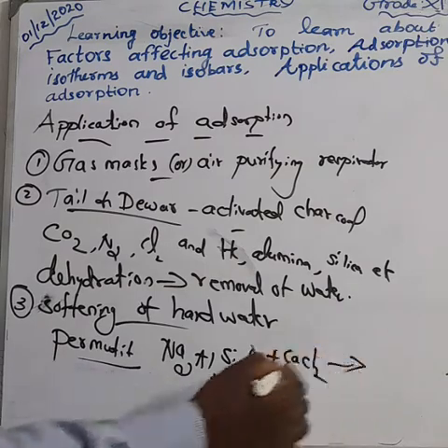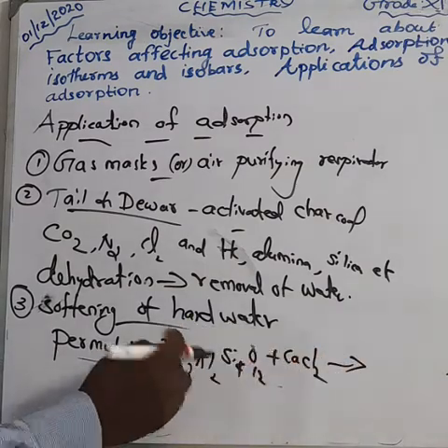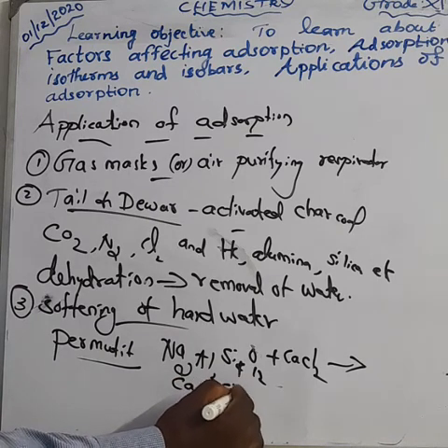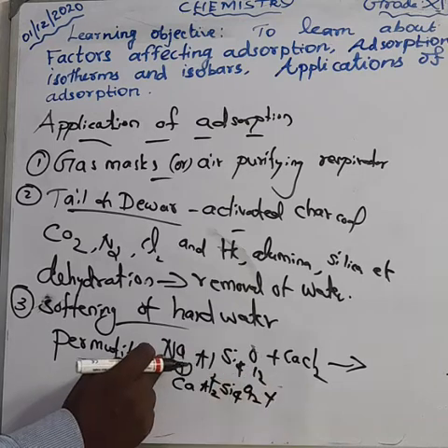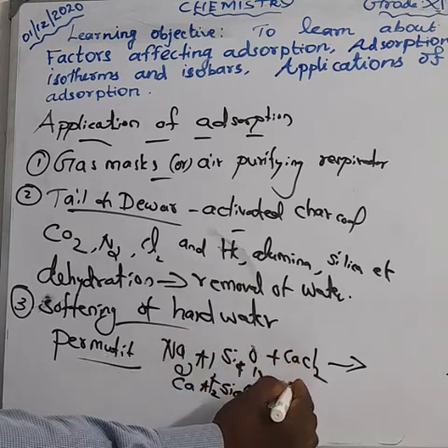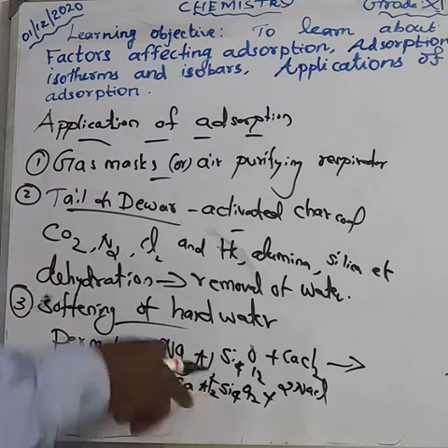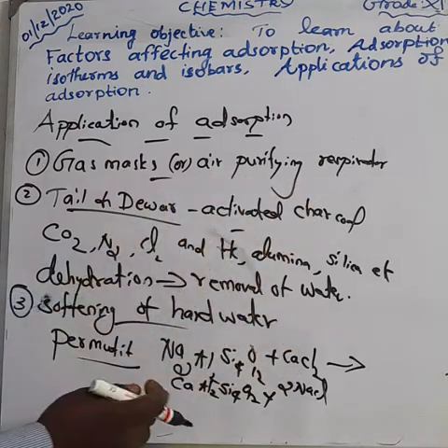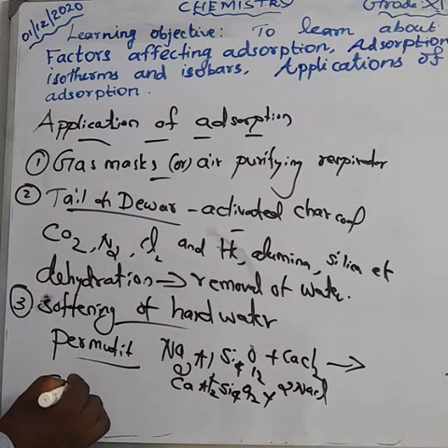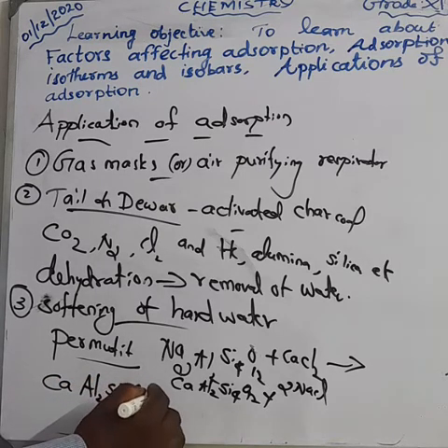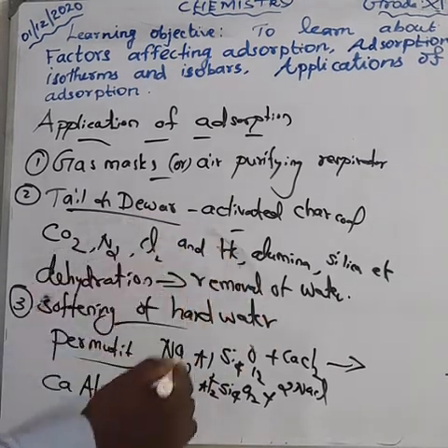What is the remaining product? The calcium will be attached there, so we get CaAl2Si4O12 plus 2 NaCl. This is one of the permutit reactions. Then the permutit is regenerated: the CaAl2Si4O12 again reacts with 2 NaCl.